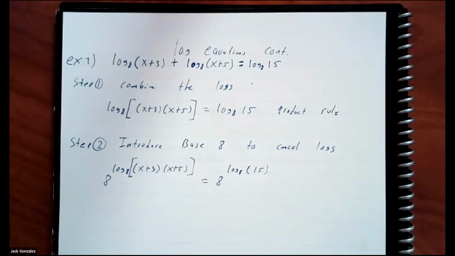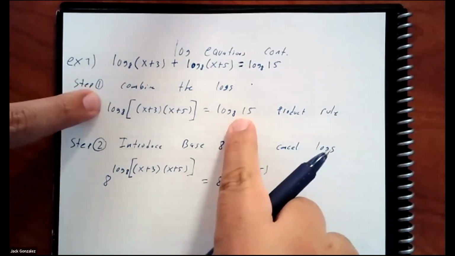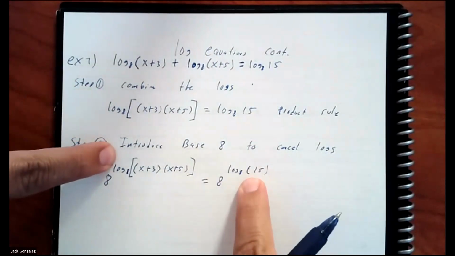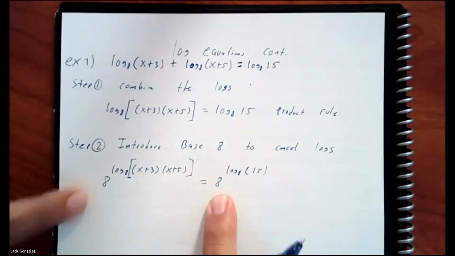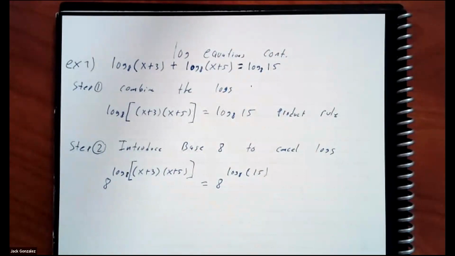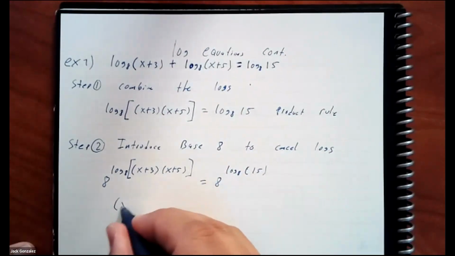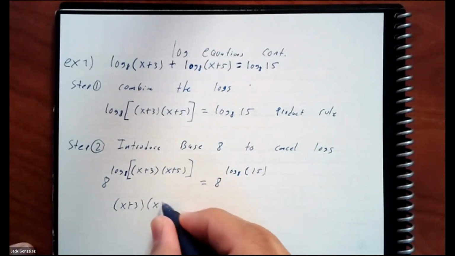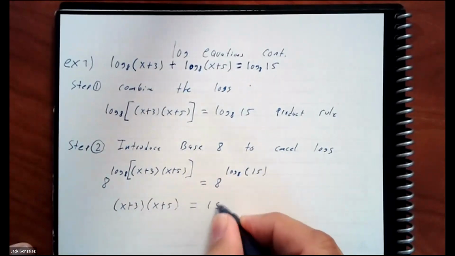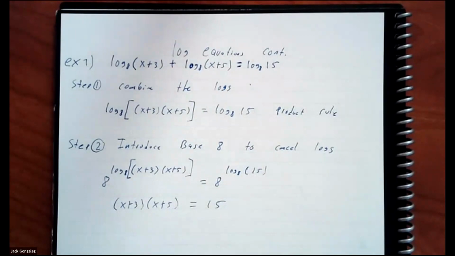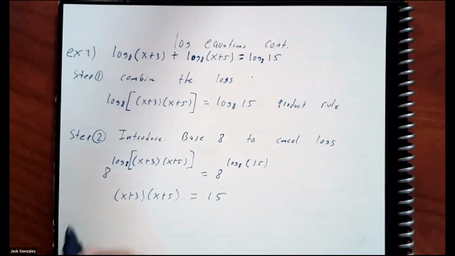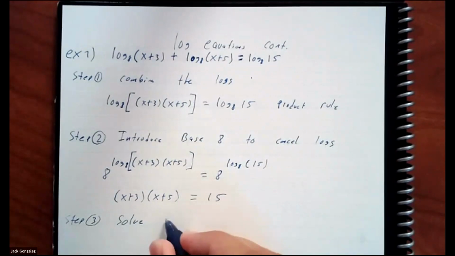Okay. So change this equation into the powers or the exponents. Introduce the 8 as your base. So now that the 8's match, you can cancel, leaving you with this. So step 3, just solve for x.